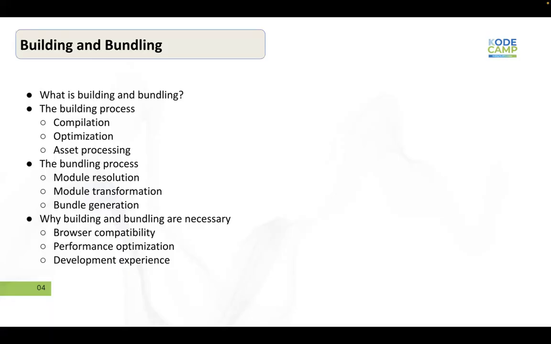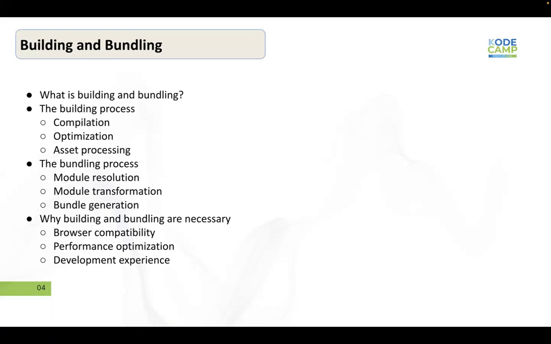So minification simply means removing white space and shortening variable names. So we also have dead code elimination, which removes unused code, which is also known as tree shaking. Constant folding evaluates constant expressions at build time.